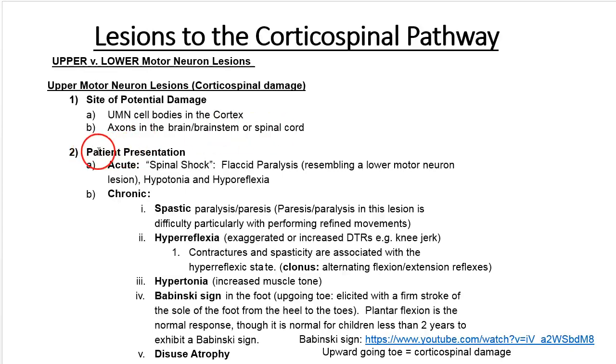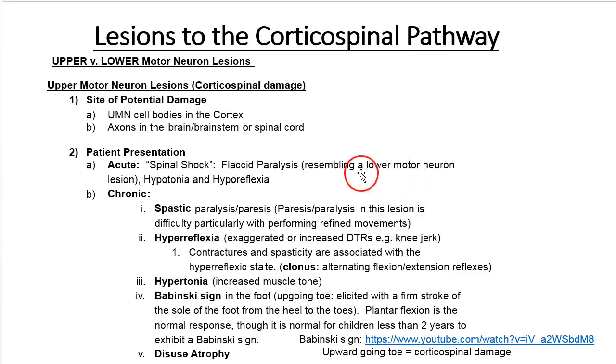If there's damage to any of those regions, there might be an acute effect, which we call spinal shock, in which there is flaccid paralysis. In flaccid paralysis, the muscles have low tone, known as hypotonia, and there are decreased reflexes. These findings are essentially the same as the effect of having damage to the lower motor neuron.